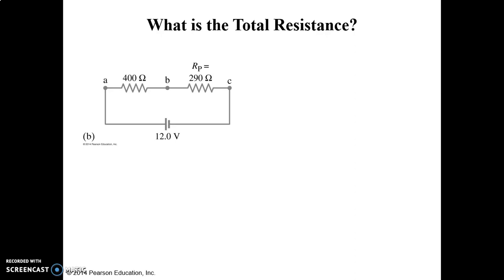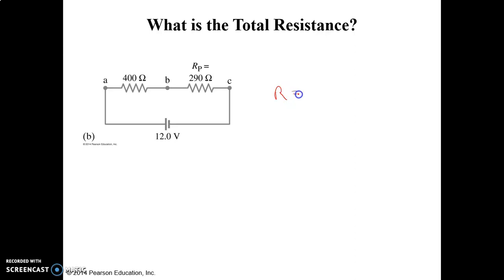Now, because of significant figures, we don't know if those were exactly 500, 700, so we're going to just round it to 290. All right, so now you have this combination we just found of 290 ohms, which is now directly in series with the 400 ohm resistor.